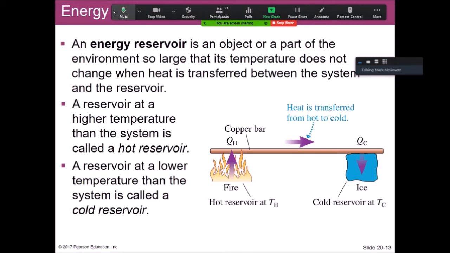There's never a situation where you do this process and heat flows to the left and somehow the bar ends up hotter than it would be if it's being lit by the fire. That's not something you can do. So we separate these things into what we call a hot reservoir, which is simply at a higher temperature, and a cold reservoir, which is at a lower temperature. That's all the requirements.